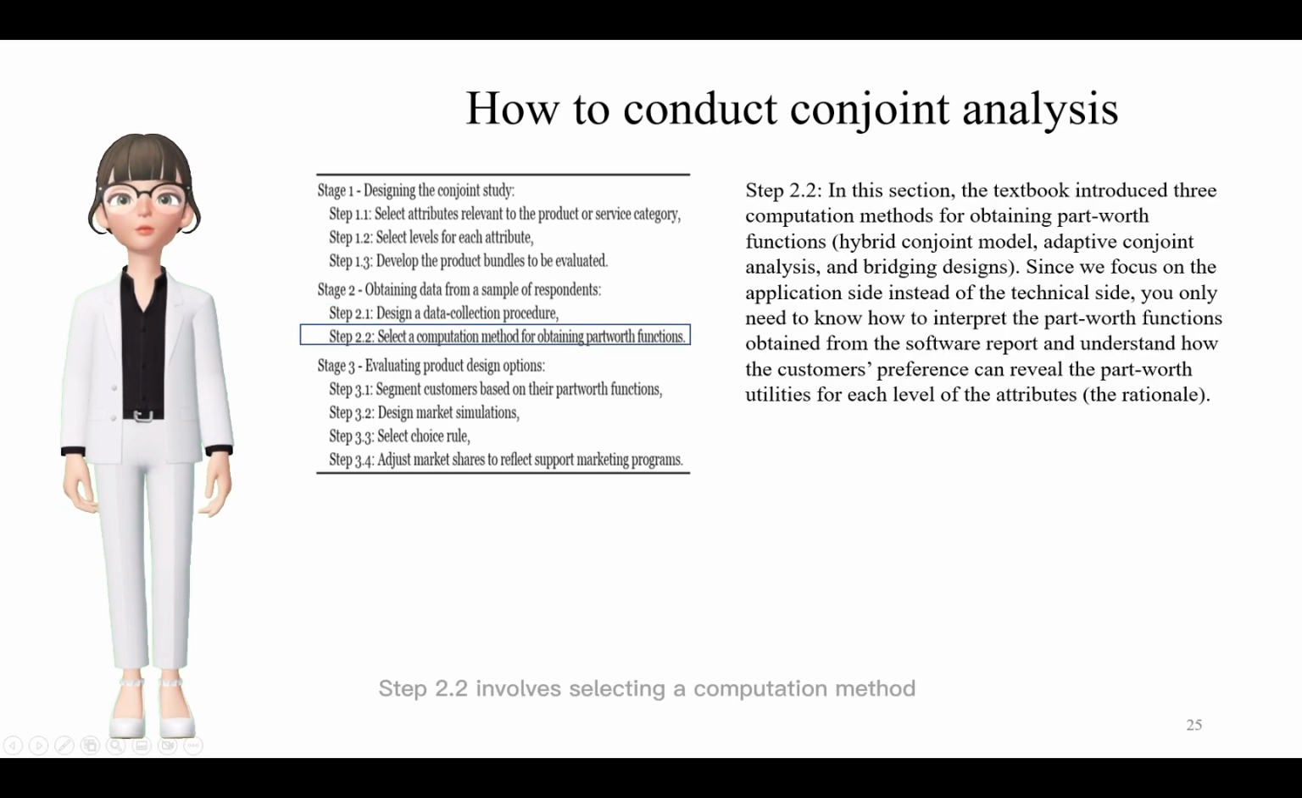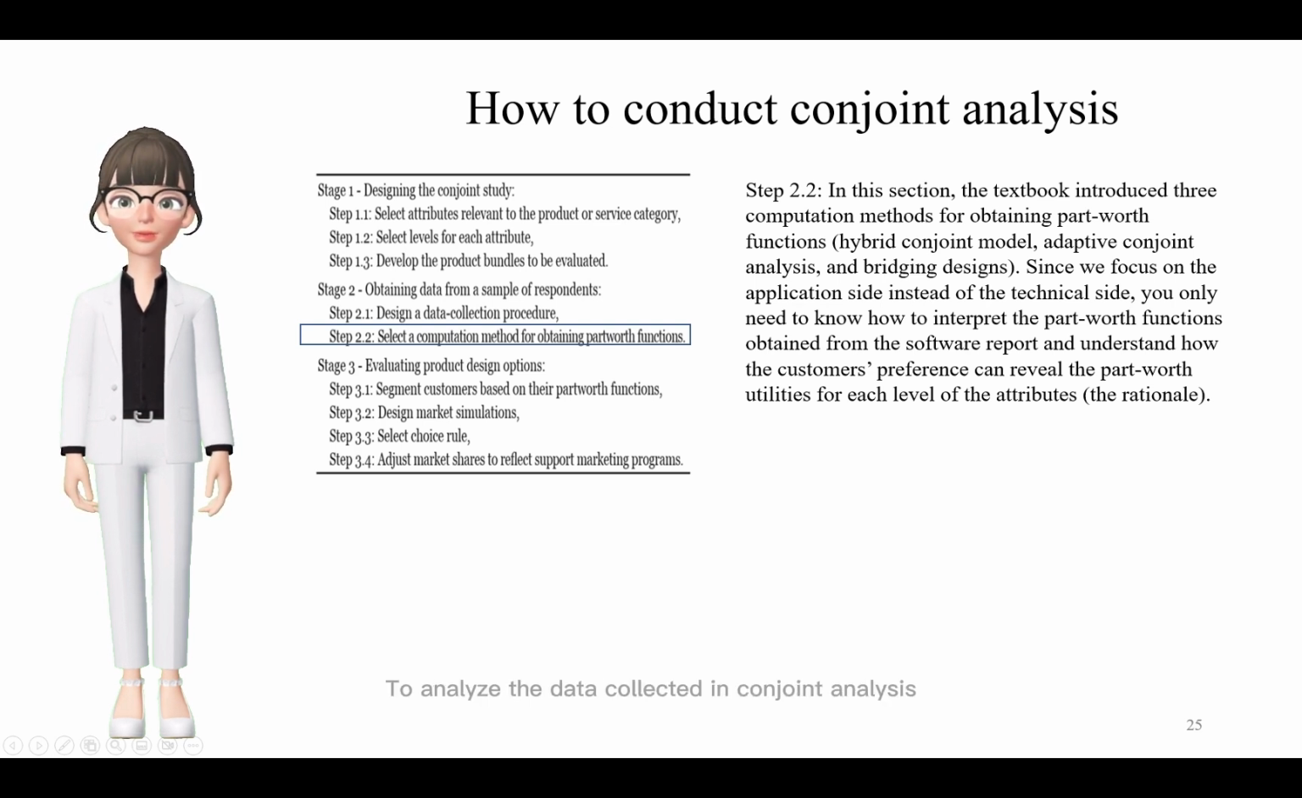Step 2.2 involves selecting a computation method to obtain part-worth functions, which provide information about the relative importance of each attribute level in the eyes of the consumer. The part-worth utilities indicate how much a customer values each level of the attributes, and these values can be used to estimate the total utility of a product bundle.